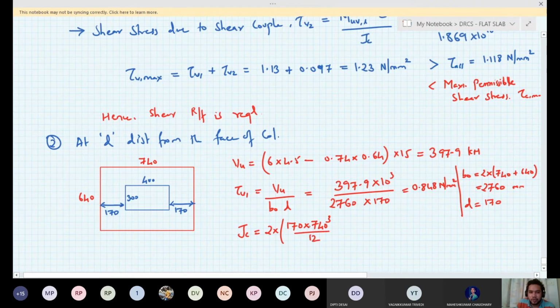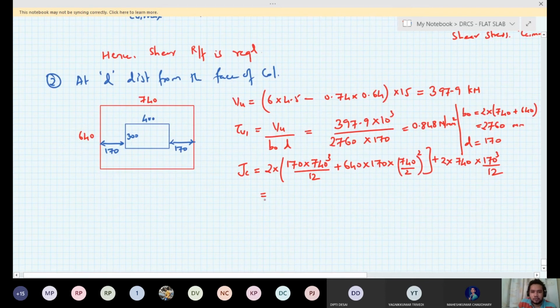This divided by 12. Now we have to again repeat the same procedure we have done at d by 2 distance. Plus 640 into 170 into this 740 by 2 whole square. Okay, plus 2 into this 740 into 170 cube by 12. So you will get the value of JC.